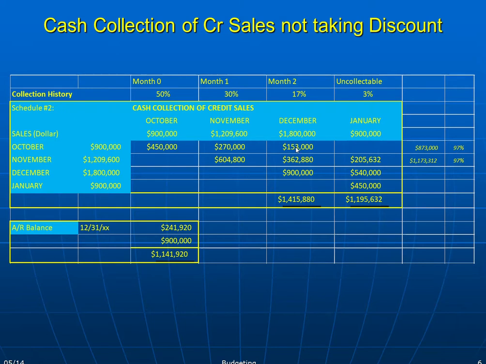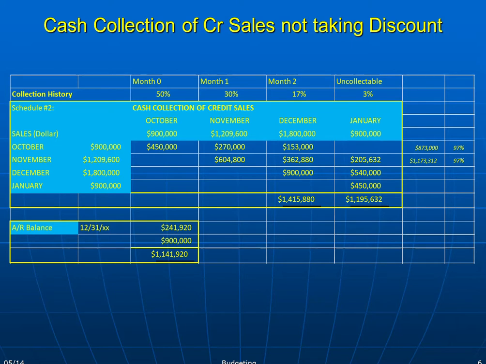Now, if you work this out on a spreadsheet, it's very easy to total up those columns, which would be 973. Take that, divide it by the 900,000, and you should get 97%. In other words, of the amount that we're looking at here, we expect to only collect 97% because we're budgeting that we will not collect 3%. And likewise, we would do the same thing for November, December, and January.